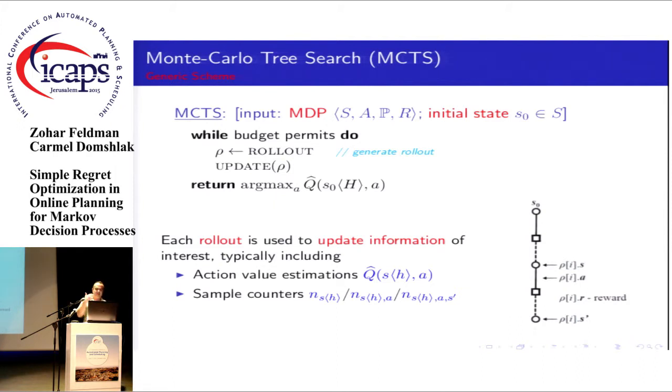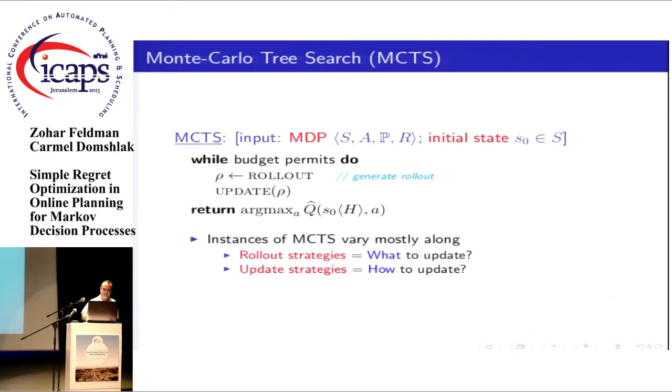Again, the rollouts are used to update information, and different algorithms maintain different variables at generated states and actions. The typical counters that are maintained are the estimated quality of action a when applied at state s with H steps to go, but also how many times we have visited state s with H steps to go, how many times we applied action a at state s with H steps to go, etc. So counters and estimated quality of the actions.